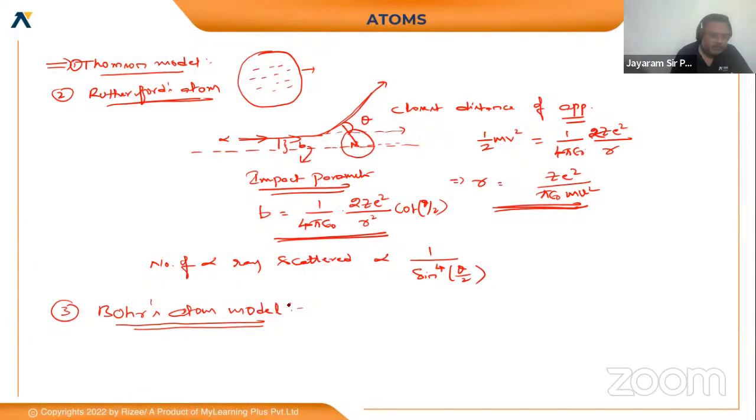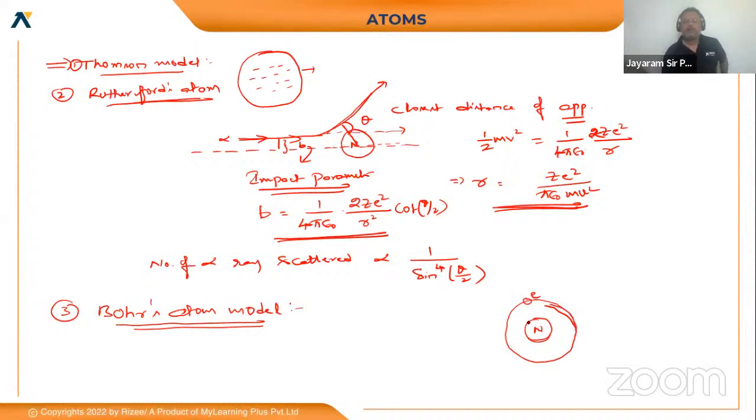According to Bohr's model, the basic thing he mentioned is that there will be a central mass particle called the nucleus. Around this, the electrons will be moving in a circular orbit like this.